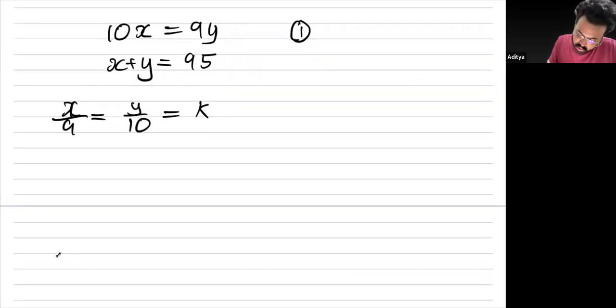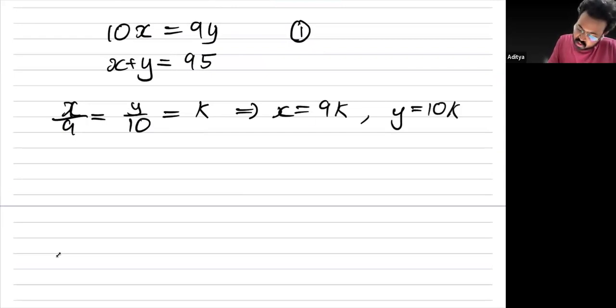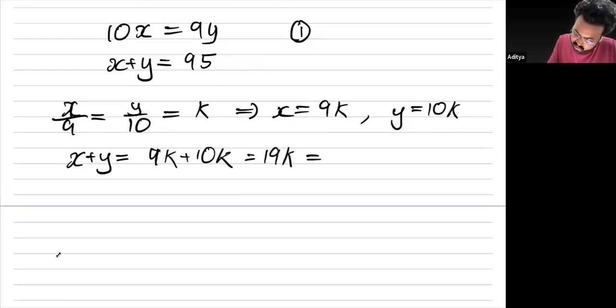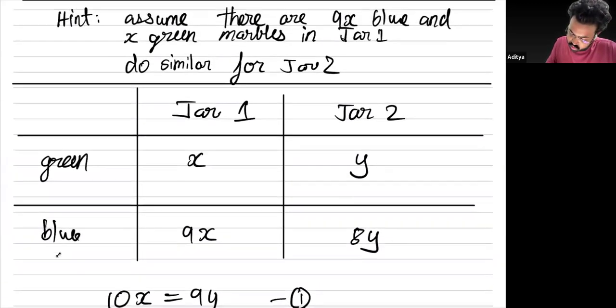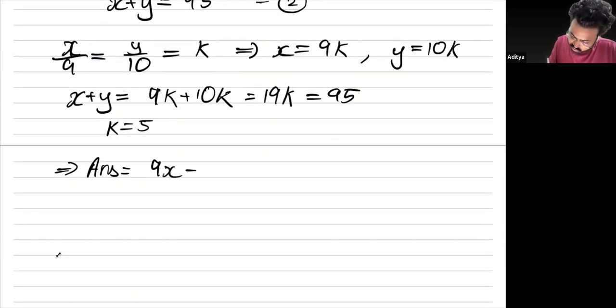Okay, so if I take this, I get x equal to 9k and y equal to 10k. 9k and 10k, when you add, I get 95. So x plus y, Sumit, correct, is 9k plus 10k, which is equal to 19k, and that is equal to 95 from equation 2. So we find that k equal to 5, and this way we get the answer equal to 9x minus 8y.